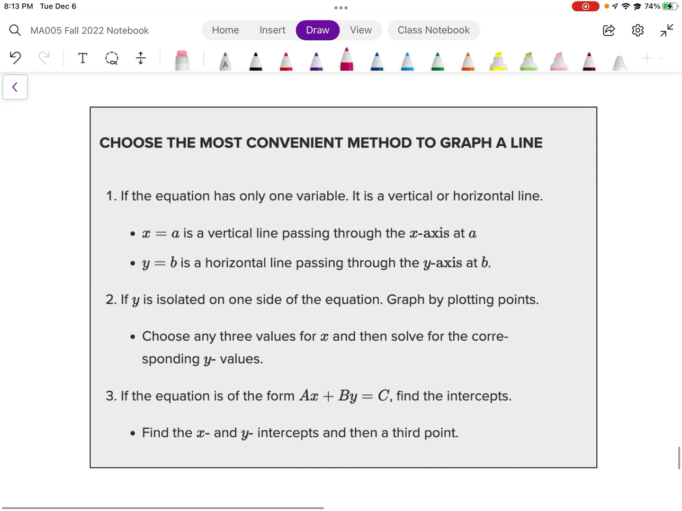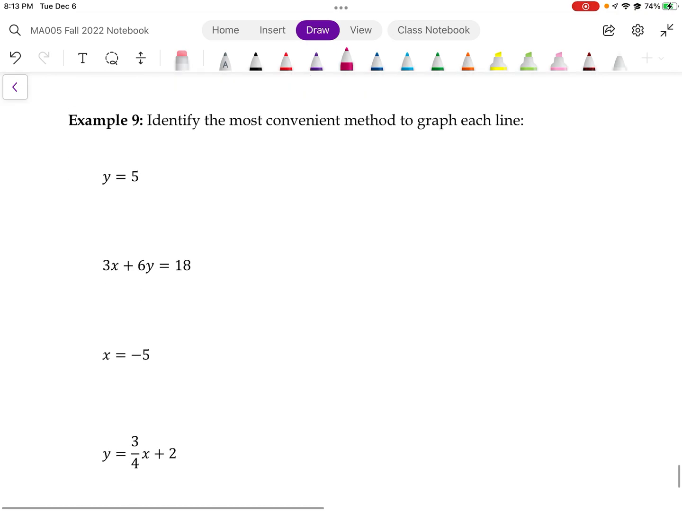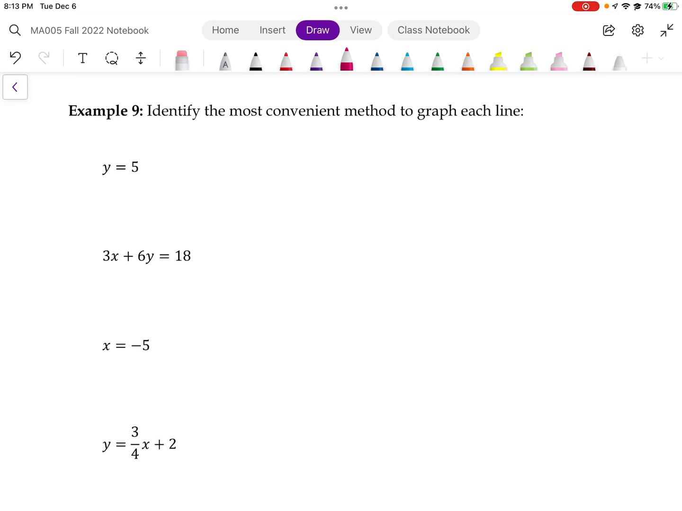Okay, so here's another description of what I just said. So you can pause the video and read through that if you would like. All right, so identify the most convenient method to graph each line. Pause the video and try to answer all 4 of these. All right, so the first one is a horizontal line. So you don't have to really do much. You don't have to pick any points or anything like that. It's just a horizontal line at y equals 5.